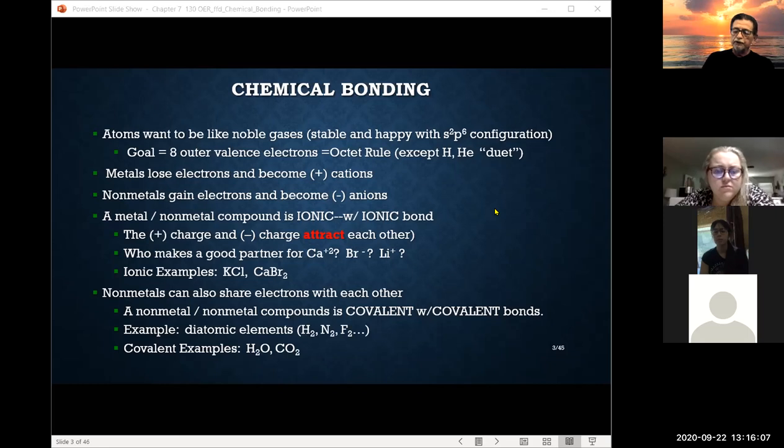The main point is it is a combination of two or more nonmetal elements. Okay? And that's key to distinguish between the two. Ionic compounds, combination of metal and nonmetal. Covalent compounds, combination of nonmetals.